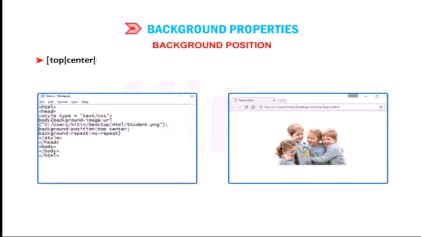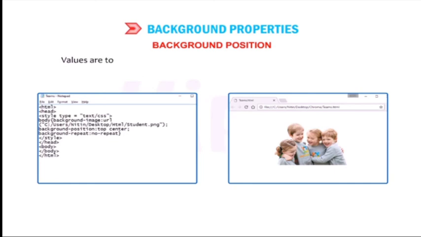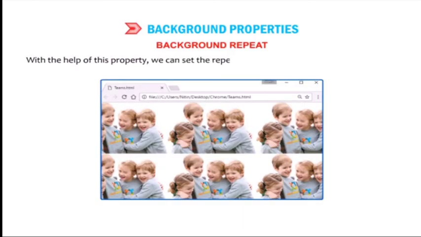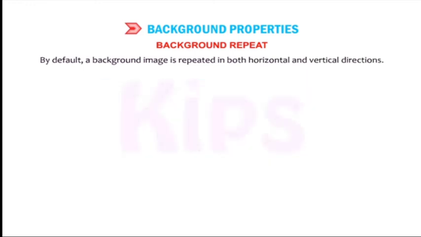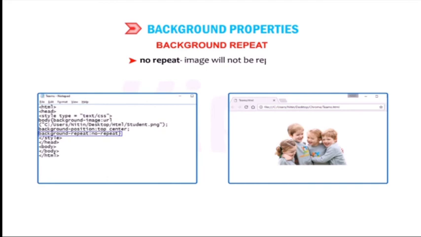Top center bottom or left center right. These keywords also specify the vertical and horizontal position values respectively. Values are to be chosen in conjunction from both the sets specified above. Background repeat. With the help of this property, we can set the repetition pattern for the background image. By default, the background image is repeated in both horizontal and vertical directions. Syntax: background-repeat: value, where value equals no-repeat, repeat-x, repeat-y, or repeat. No repeat, image will not be repeated.